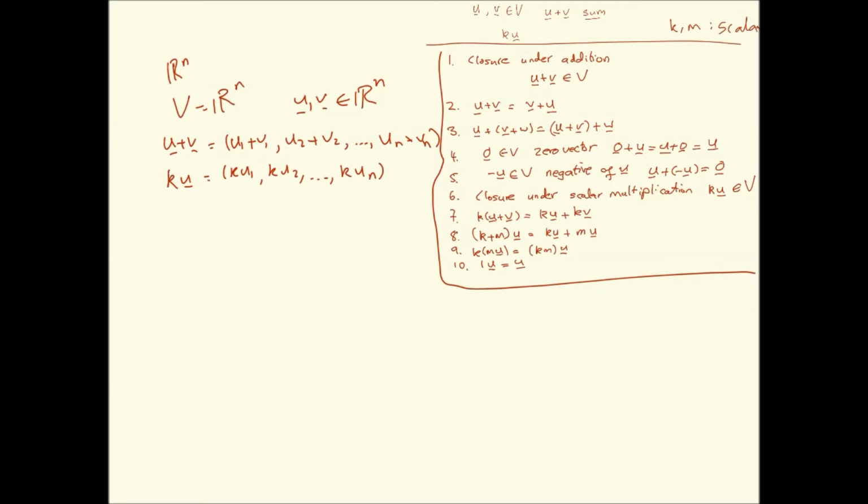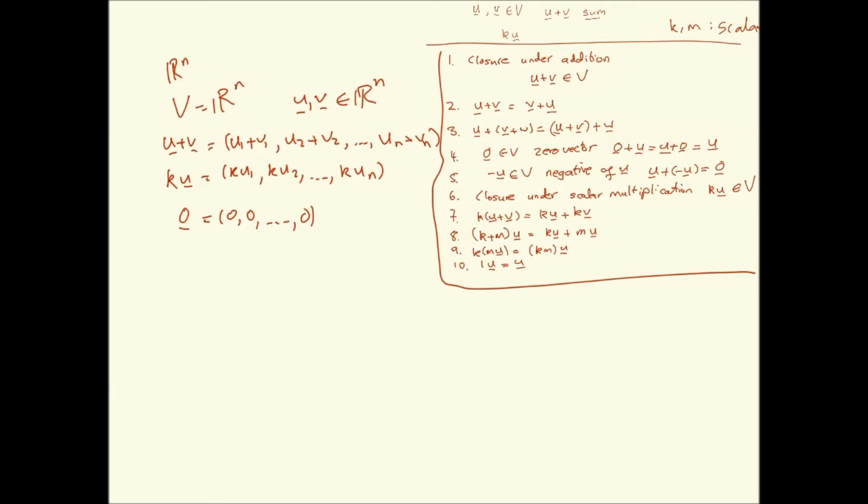u plus v is v plus u; these are all inherited. The zero vector is just all components 0, as it is in Rn, as we have seen before. Minus u, using the definition of scalar multiplication as well, means the negative of all components, and when we add that to u, it gives us the zero vector. So the fifth axiom is fine.